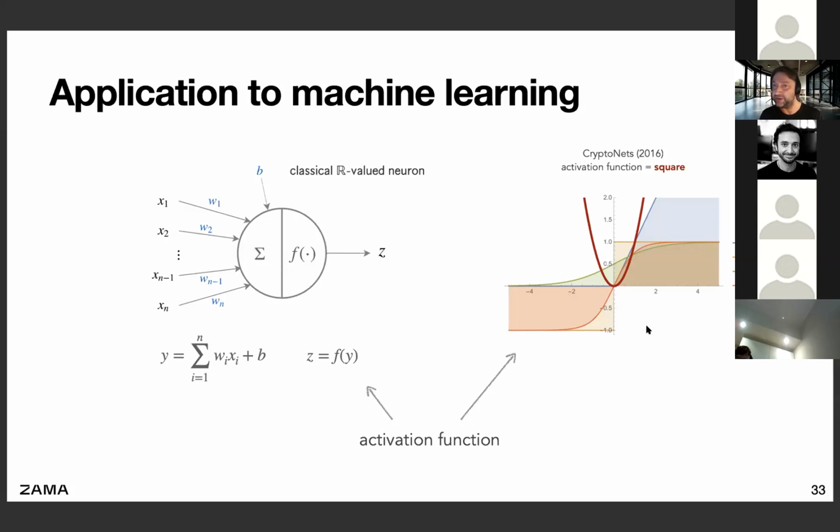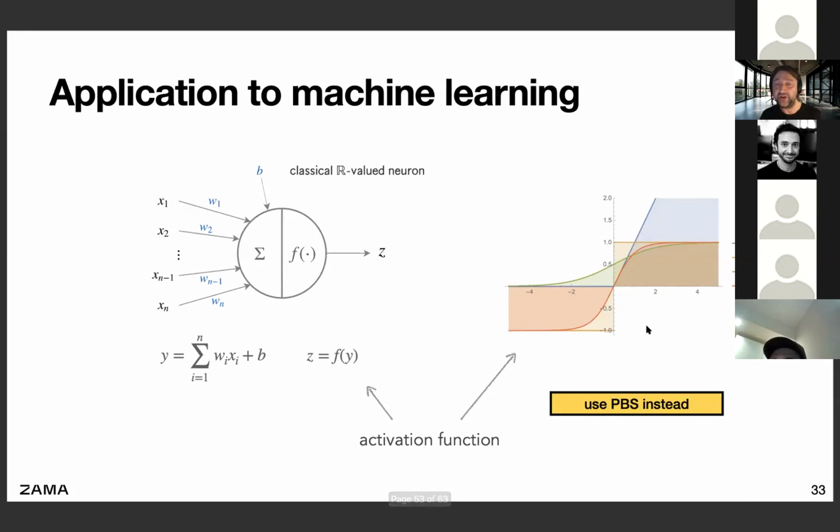Obviously, you can do better with a small degree polynomial approximation. But this results in the approach not being scalable. You cannot apply this to deep neural networks because the depth would be too much, and so the parameters explode and so on. But here, a very elegant solution is to use programmable bootstrapping instead to program your nonlinear activation function.